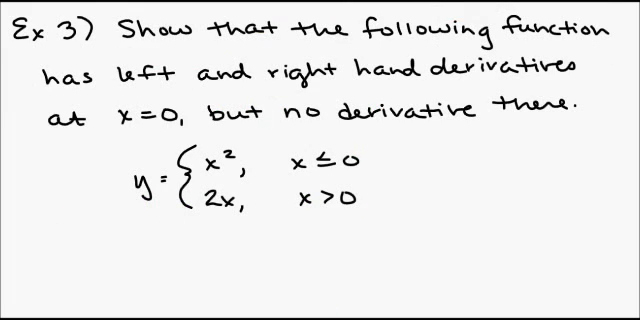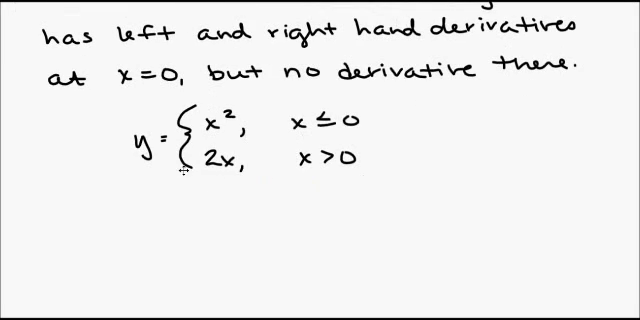Okay. Example 3. Show that the following function has left and right-hand derivatives at x equals 0, but no derivative there. So we have a right and a left-hand derivative, but no derivative, no two-sided derivative.